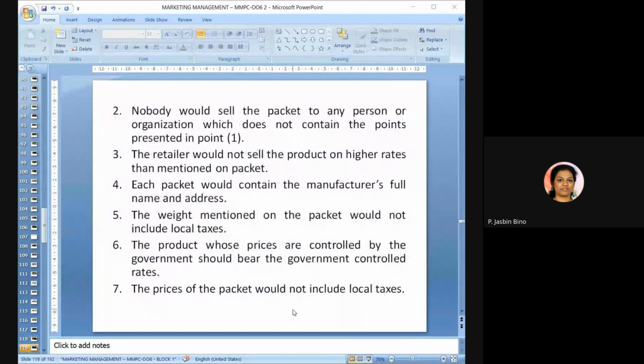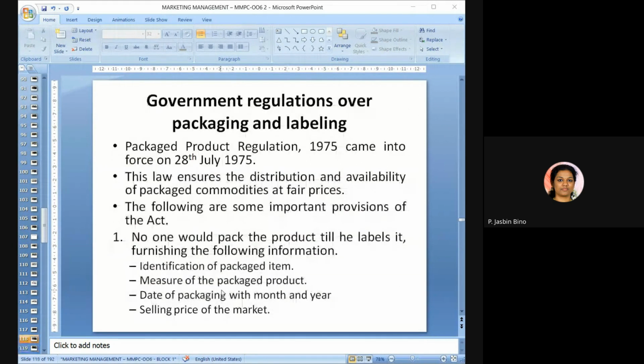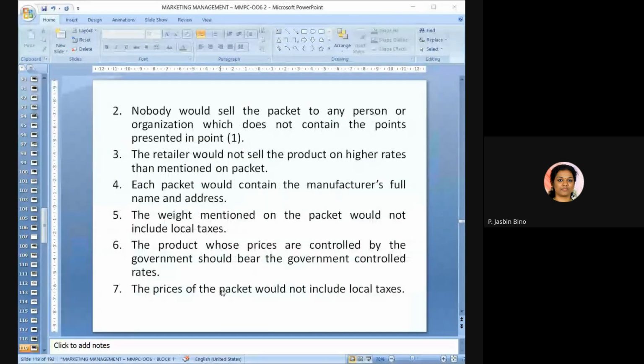Nobody would sell the product to any person or organization which does not contain the points presented above. No one without this information has the right to sell the product. The retailer would not sell the product at a higher rate than the MRP. The MRP will be mentioned on the packet. No one is allowed to sell the product at more than the MRP.